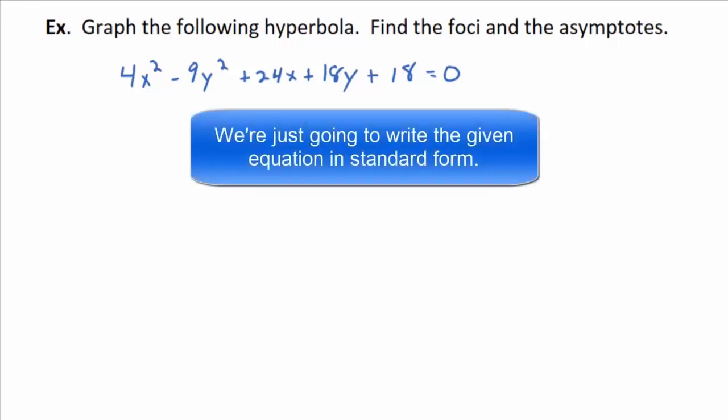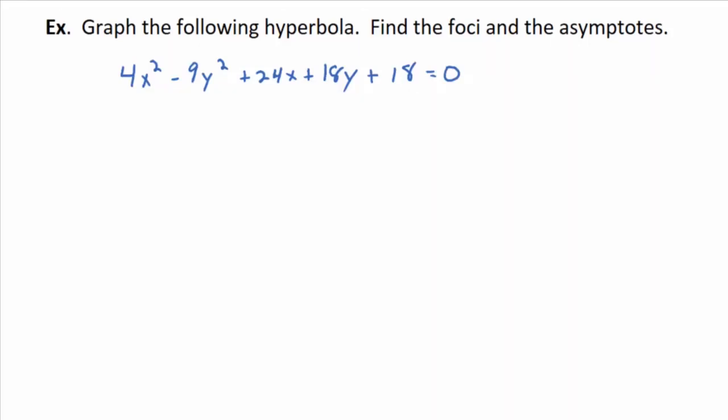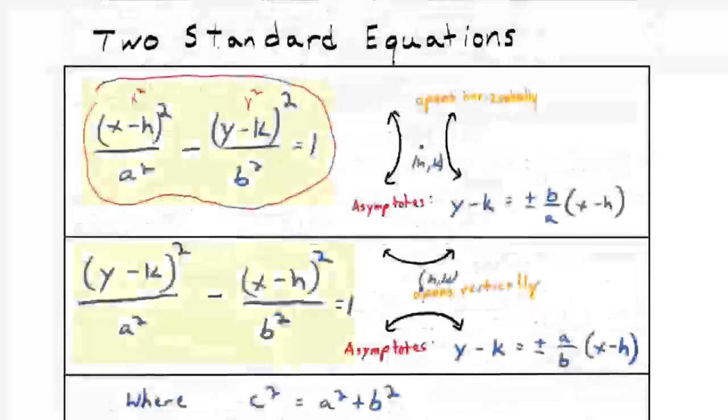In this example, you're asked to graph the following hyperbola, find the foci and the asymptotes. So we have 4x squared minus 9y squared plus 24x plus 18y plus 18 equals 0. What's the problem? It's not in standard form. In order to be in standard form, it has to look like one of these two forms.